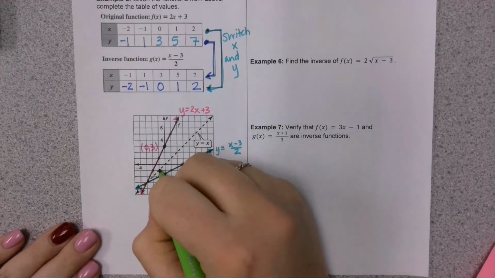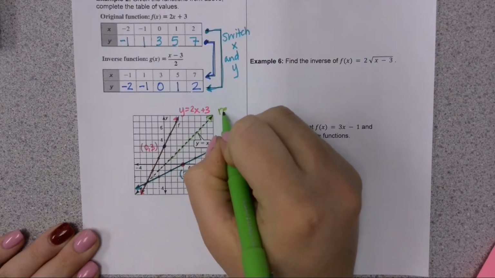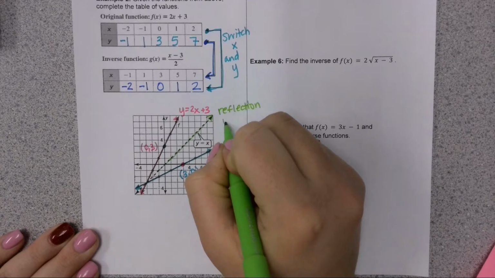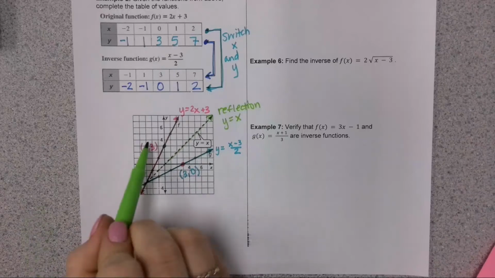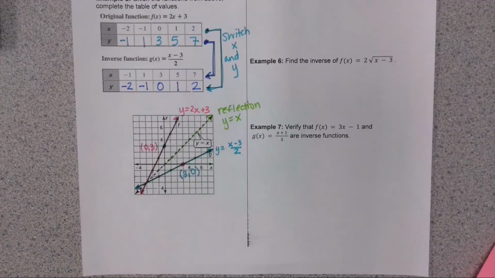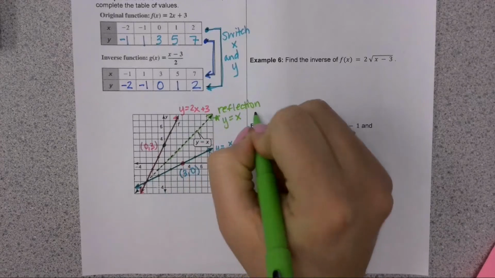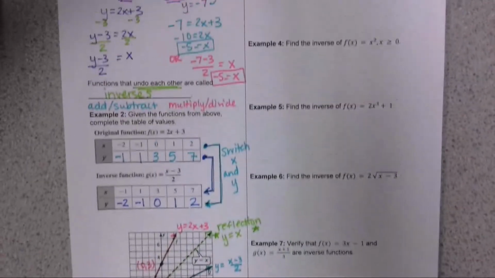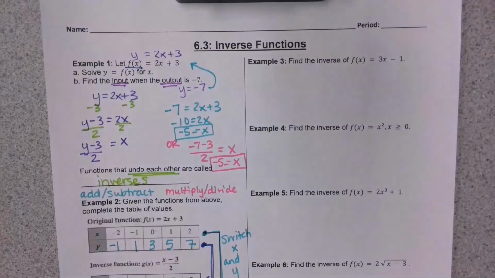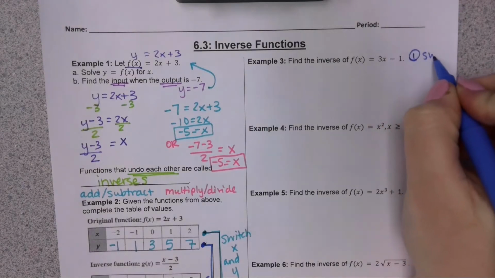The type of reflection we learned in geometry that did this was a reflection over the line y equals x, because that meant your x's were y's and your y's were x's. And so you just had to flip the points to get your reflection. So bringing back that geometry for full circle, inverses are actually reflections of each other over the line y equals x. Now, what does this have to do with actually finding inverses and things like that? Looking at example 3, the question asks you to find the inverse for this function, f of x equals 3x minus 1. The first thing we want to do is switch our x and y.